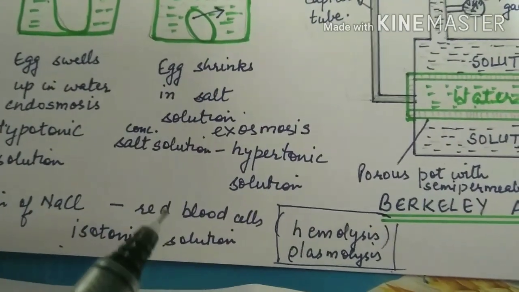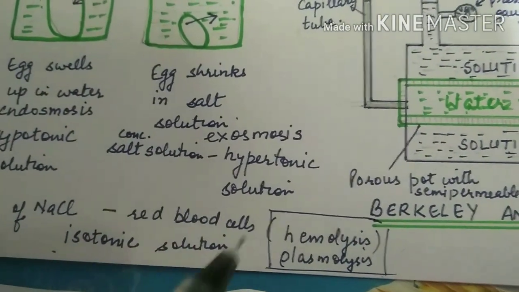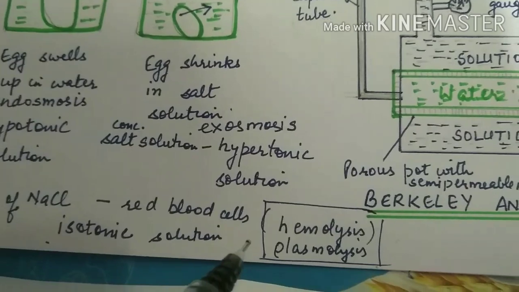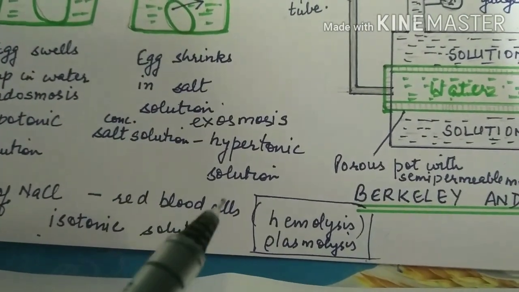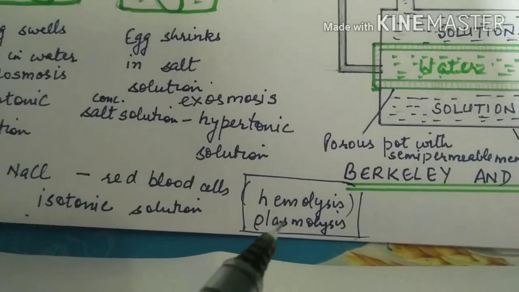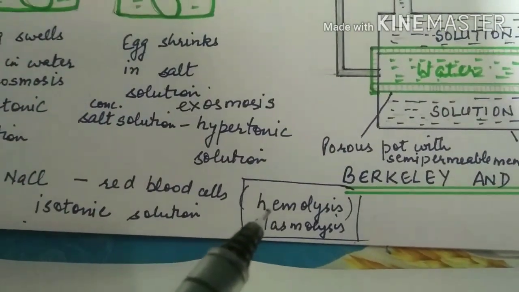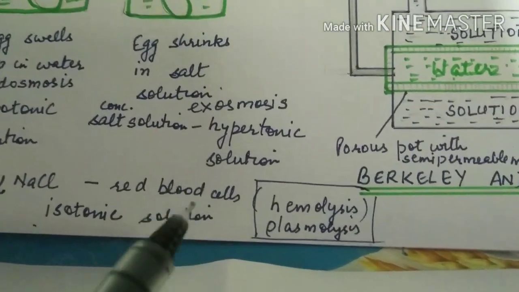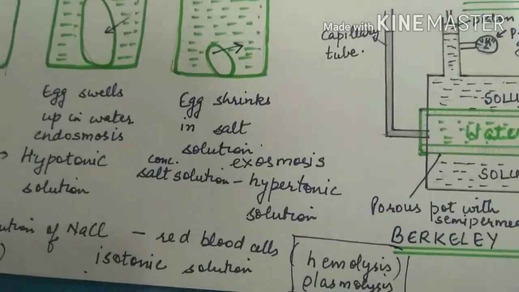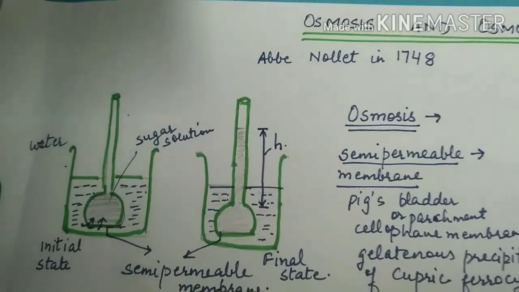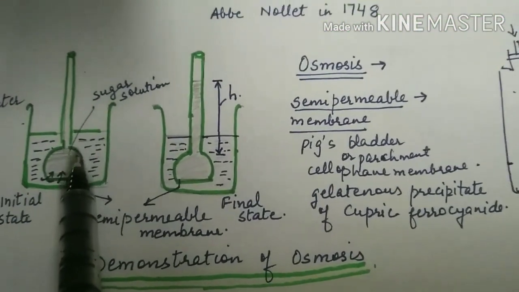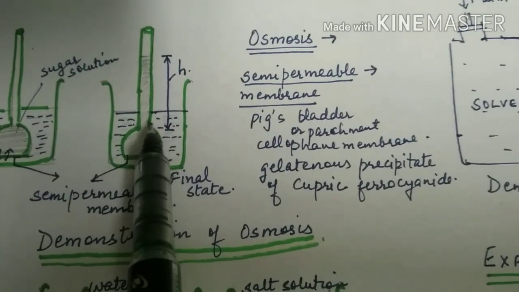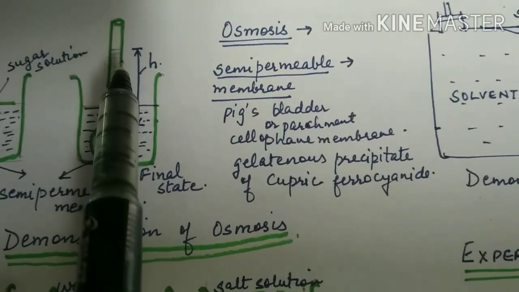In contrast, if you place red blood cells in a higher concentrated solution, the solvent from the red blood cells may move out, resulting in shrinkage of the red blood cells. Then this process is called plasmolysis. Now, coming back to the same thistle funnel process, what you see is initially when you place the sugar solution in water, the level kept on rising up.